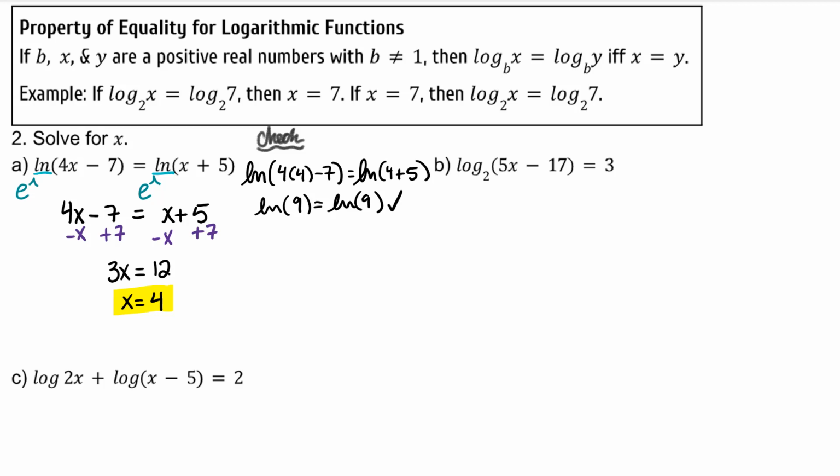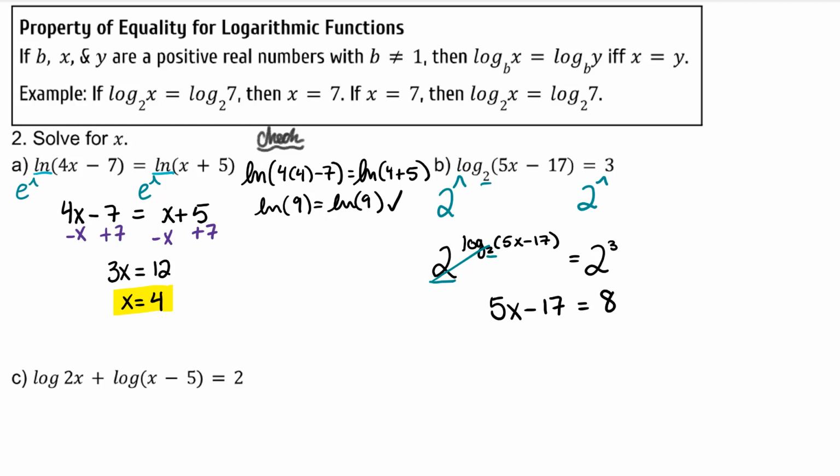So what do we do? Exponentiate both sides of the equation with a base of 2. On the left side, because the base of the exponent and the base of the log match, the argument of your log is no longer in an exponent, and you have 5x minus 17 equals 2 cubed. Oh, 2 cubed is 8. Solve for x.